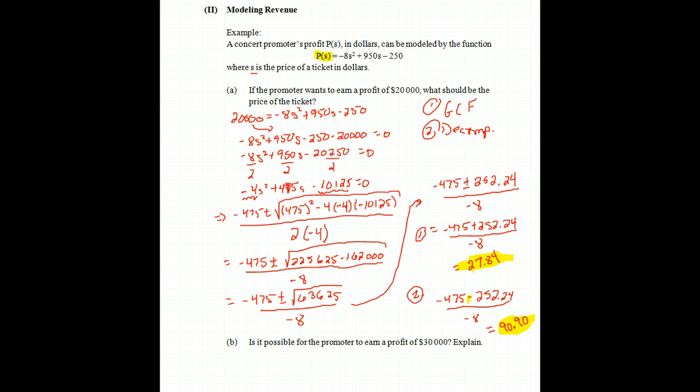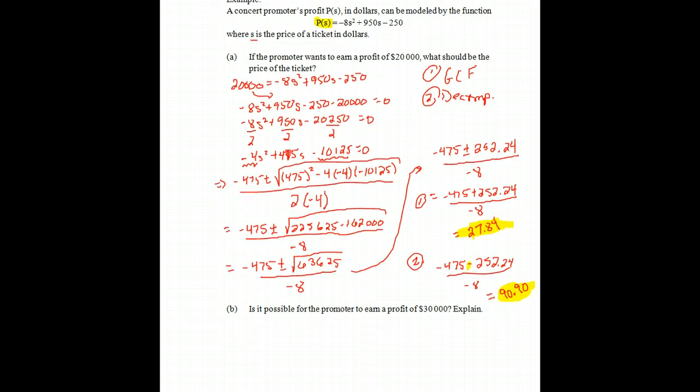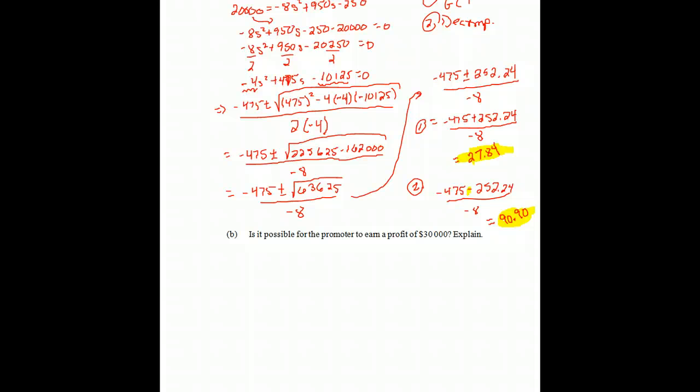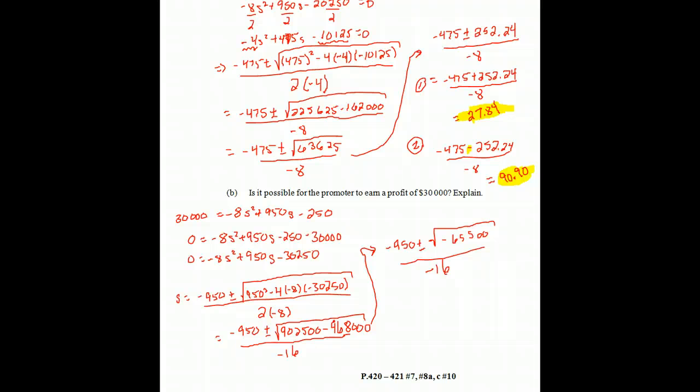And next question, is it possible for the promoter to earn a profit of $30,000? Okay, we'll put the 30,000 back in and see what happens there. So instead of having up here 20,000, we'll put our 30,000 back in. Part B is asking, is it possible to earn a profit of $30,000? So we place this back in, 30,000, brought the 30,000 back over to the other side, and positive became negative, which made this negative 30,250.